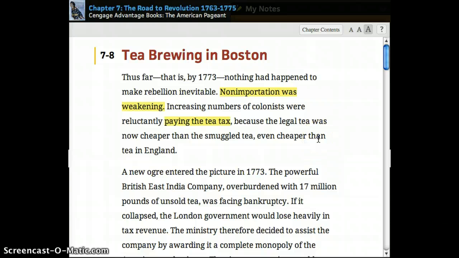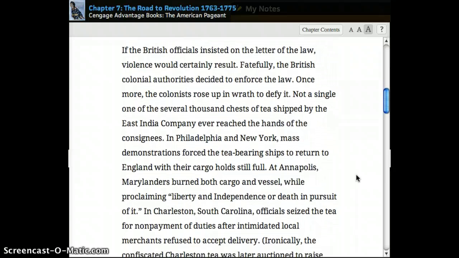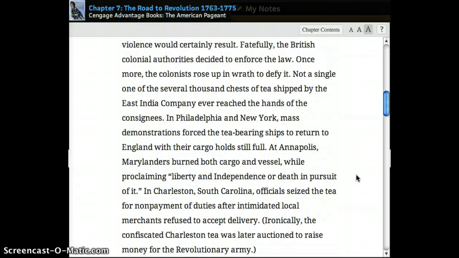So what happens? Non-importation by 1773 was beginning to weaken. This tea tax is actually not that big of a deal. Some colonists were reluctant to pay it, but most were actually paying it because the legal tea was now cheaper than the smuggled tea. And it was even cheaper, as your book points out, the tea in England. So the British are beginning to catch on to the tactics being used in the colonies. If the colonies want to make this an economic issue, not an issue of principle, well, it is beginning to work.